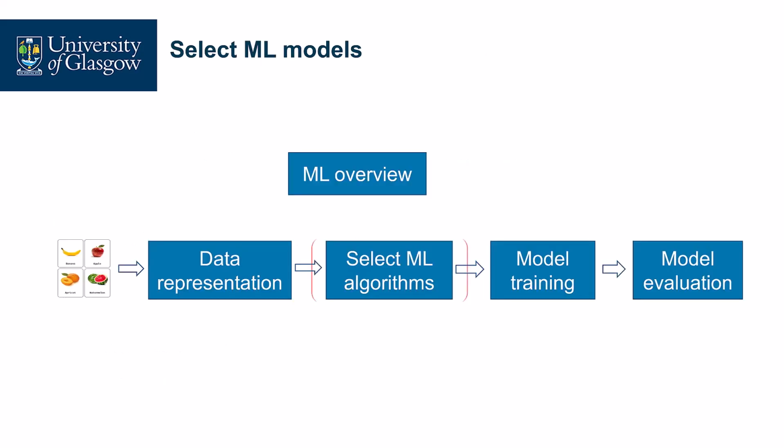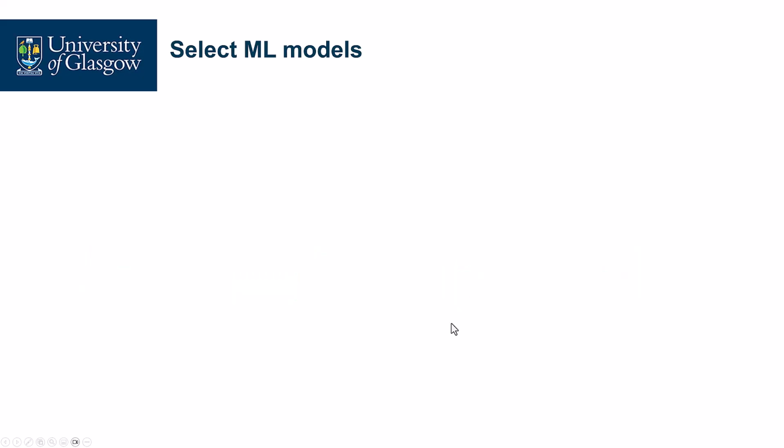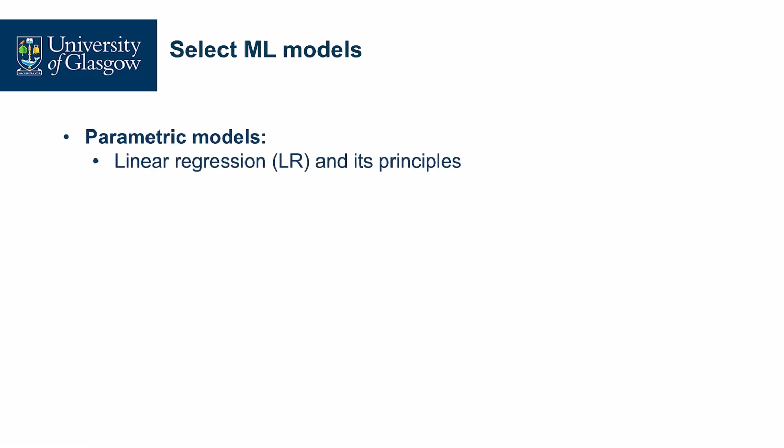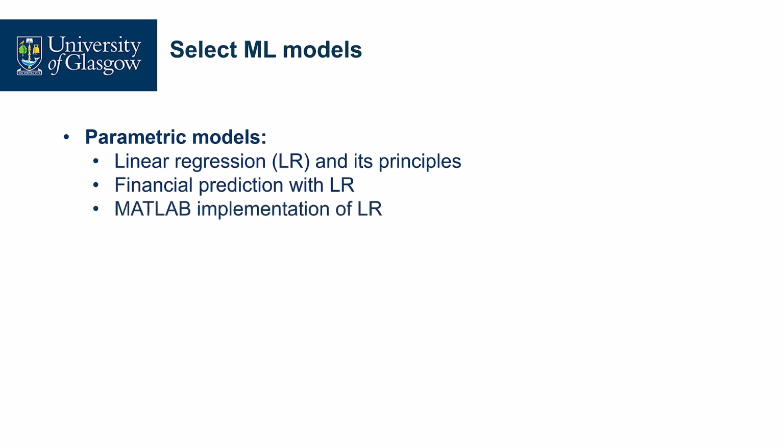So after the data representation, we go to the next step, select machine learning algorithms. So in this step, we introduce the parametric model and the non-parametric model. So in parametric model, we introduce the straightforward one, the linear regression and its principles. So then we use it to handle a financial prediction problem. We introduce a MATLAB implementation of it.